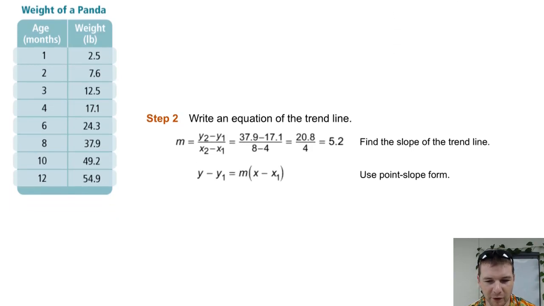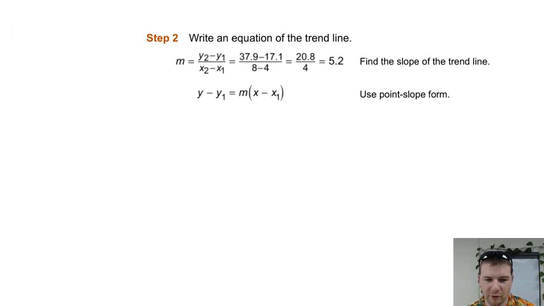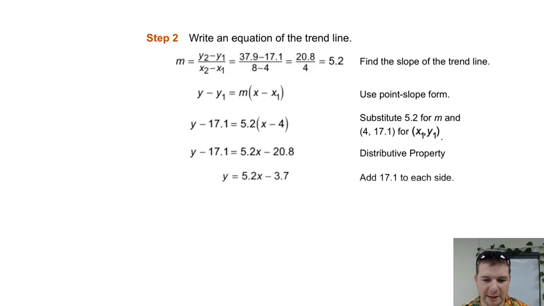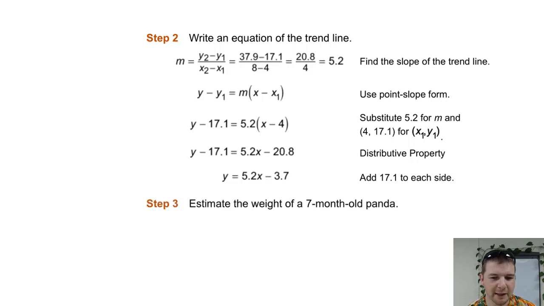Then we can use point-slope form to continue writing the equation. Remember, point-slope form: y minus y1 equals m times the quantity x minus x1, and we'll substitute in some known values and the slope that we just found to write the equation y minus 17.1 equals 5.2 times the quantity x minus 4. Simplifying and rewriting in slope-intercept form, which we often prefer for graphing and other reasons, we find y equals 5.2x minus 3.7.